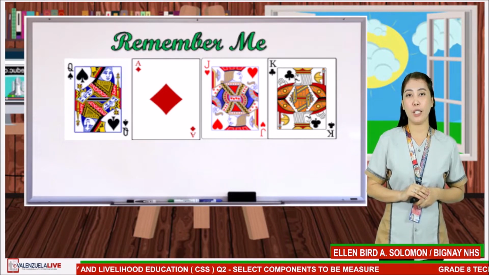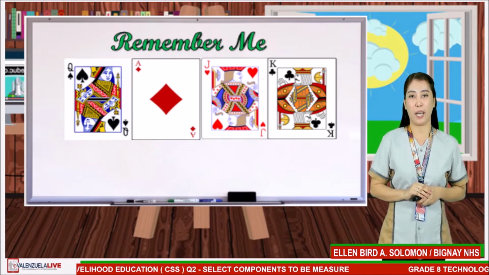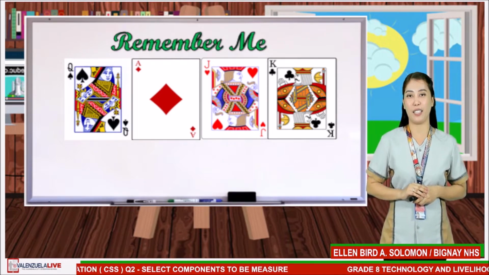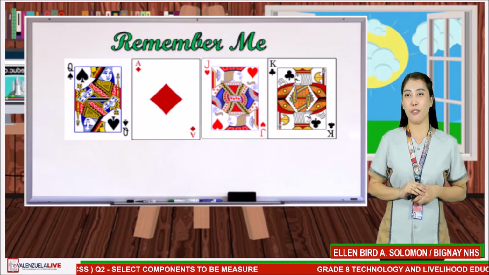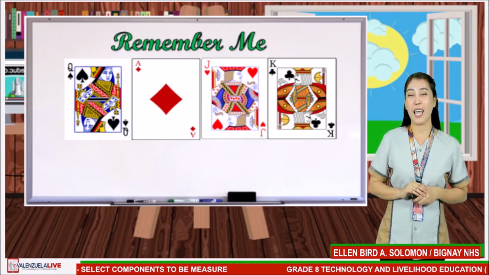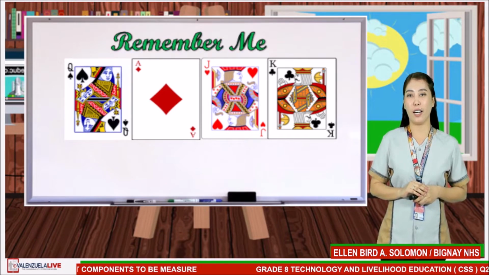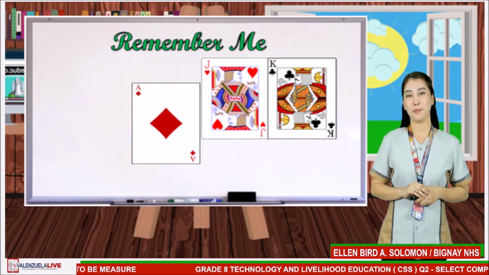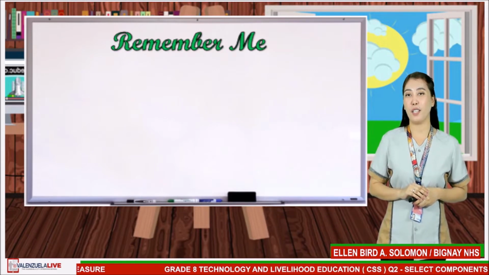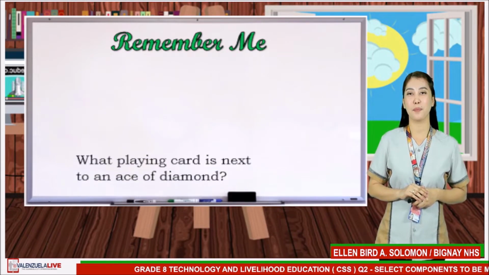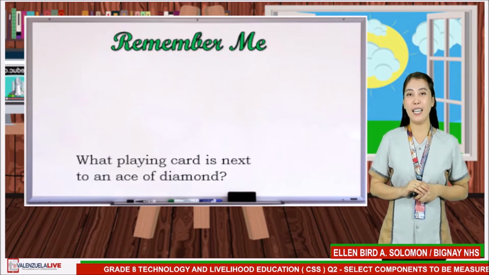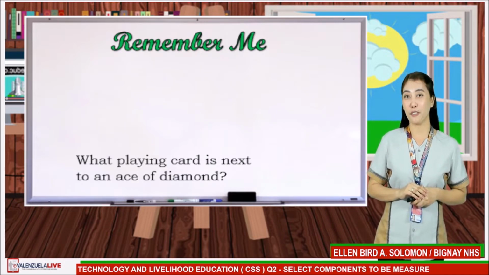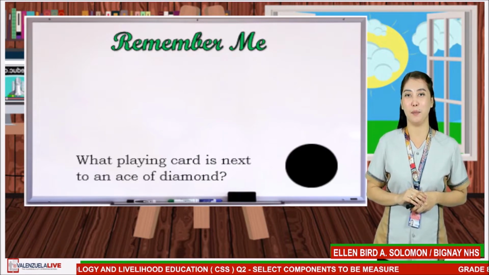The probability of getting an ace in a deck of playing cards is 4/52 or 1/13. Given are the following: Queen of Spades, Ace of Diamond, Jack of Hearts, and King of Clubs. For the third question, what playing card is next to an Ace of Diamond? Your 5 seconds start now.